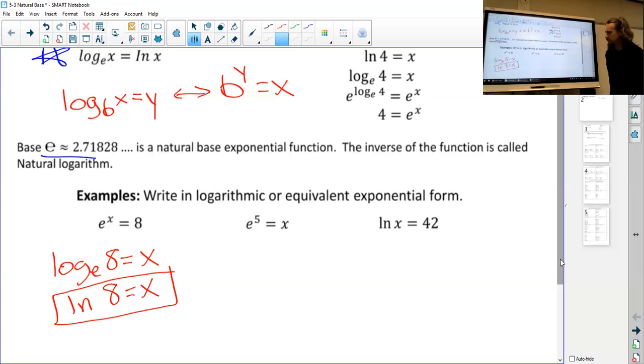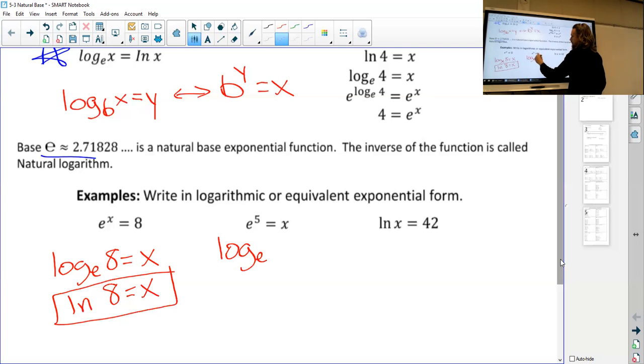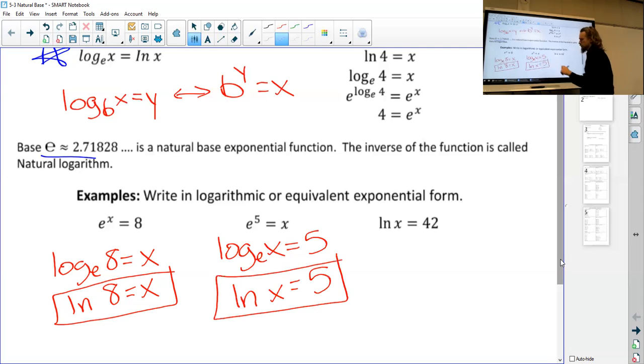So if we look at our second example, e to the 5th power equals x. And hopefully, if you pause this and think about it for a second, you can recognize what the answer is going to be without having to work it out. Otherwise, I am going to work it out. So this is log base e of x equals 5. And then since I have log base e, I can rewrite this as the natural log of x is 5. And then that's it. We're not solving anything, we're just rewriting.